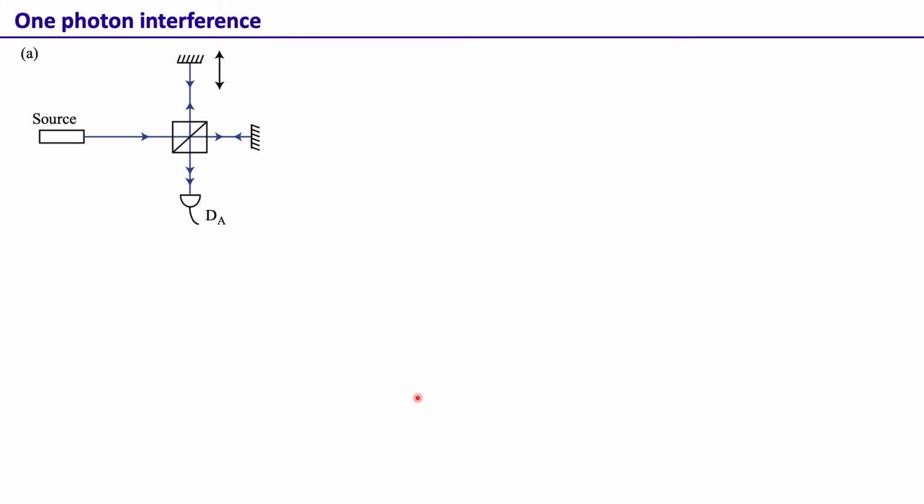So this is a very famous statement by Dirac, where he says a single photon interferes with itself. So let's just look at this one photon interference. This we had already done in our classical description, but we'll now try to do it using our quantum description. So here is the Michelson interferometer.